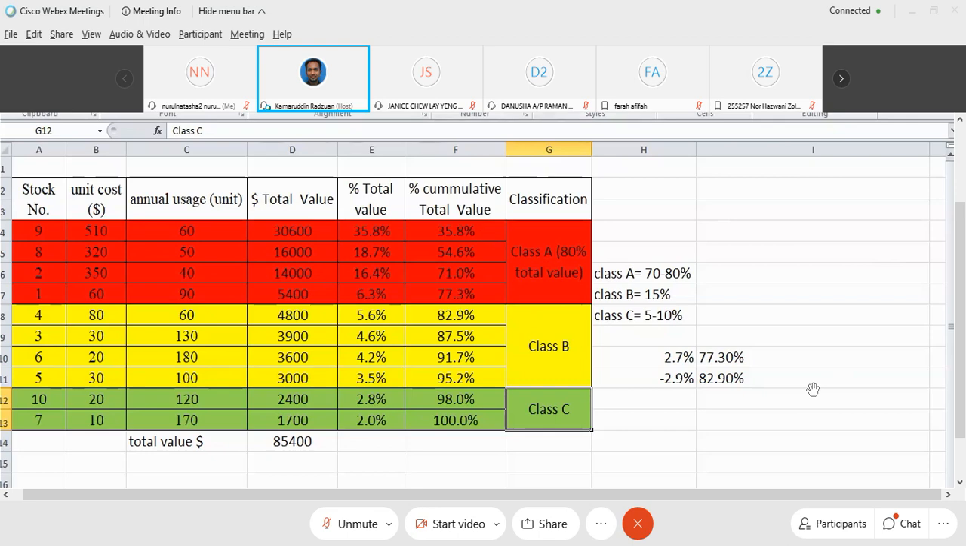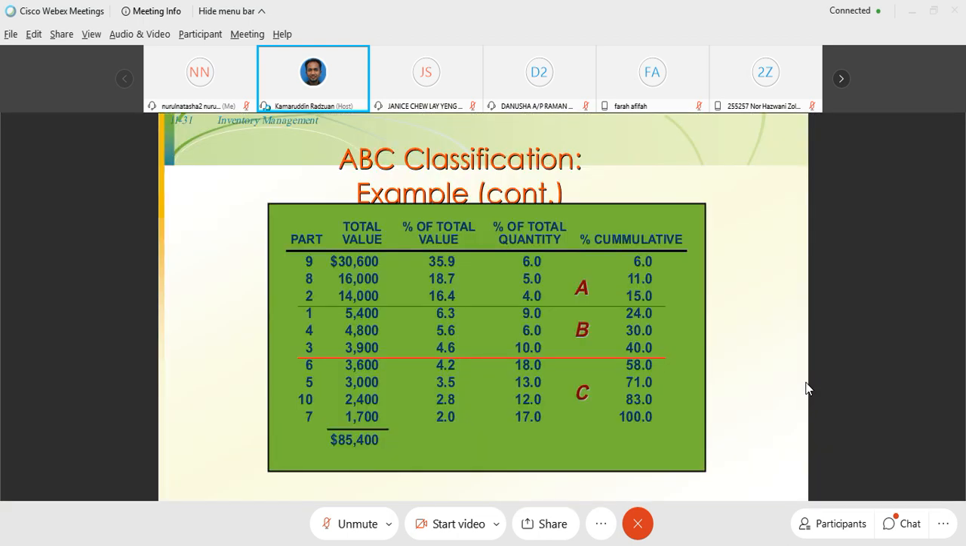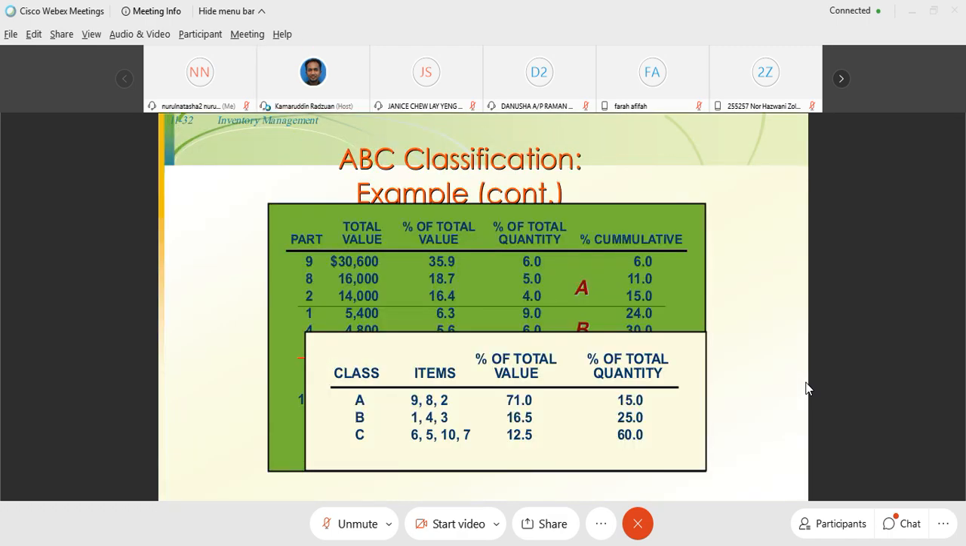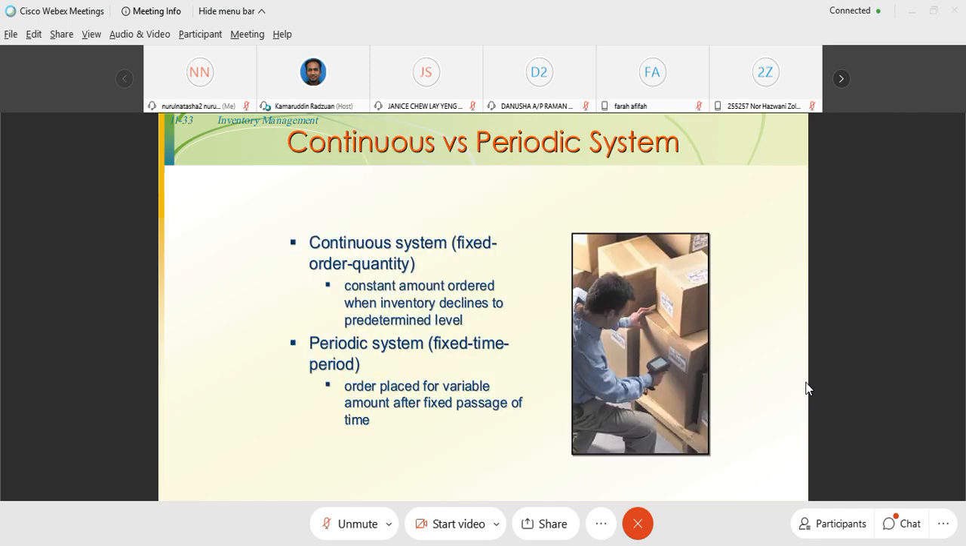Okay, so kita tinggalkan dulu ABC analysis di sini. Kita sambung balik slide kita yang sebelum ni. Okay. Kat mana kita tadi? Okay, back to our slide.